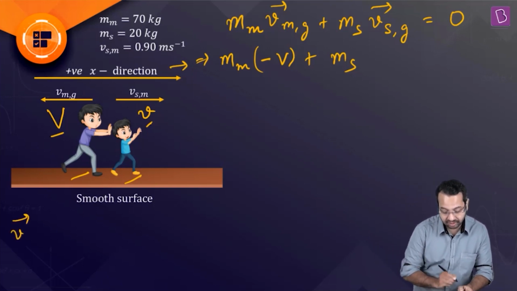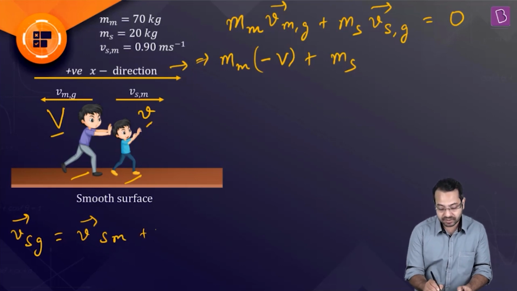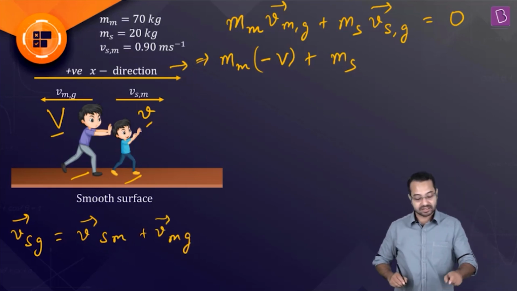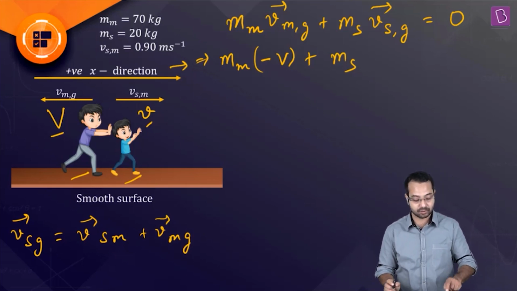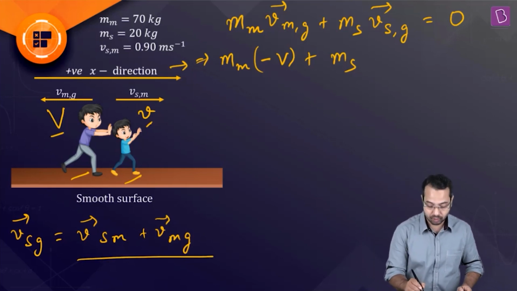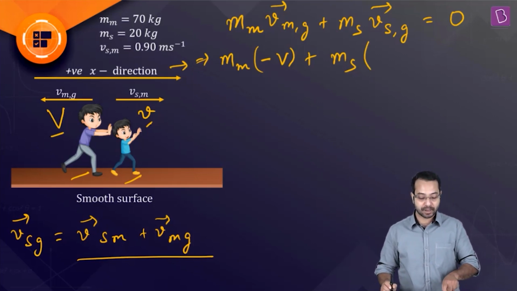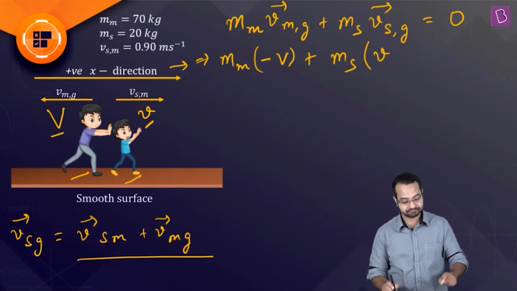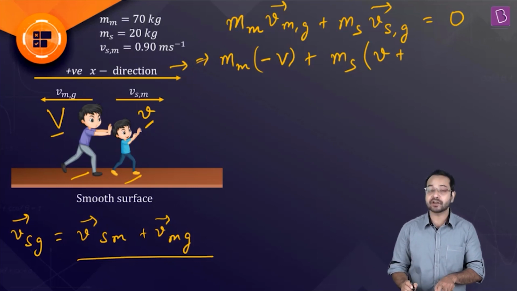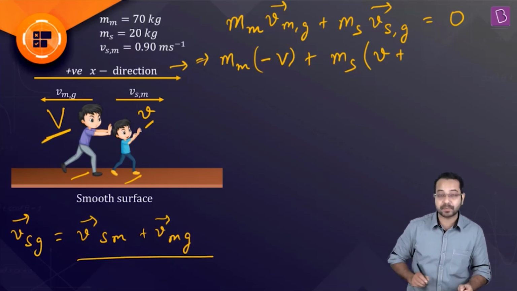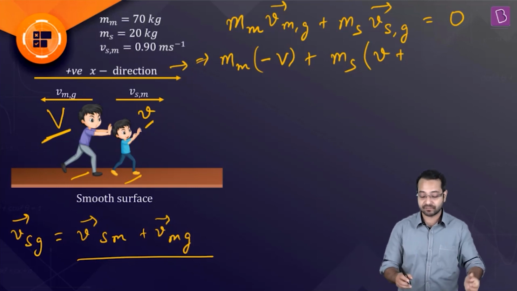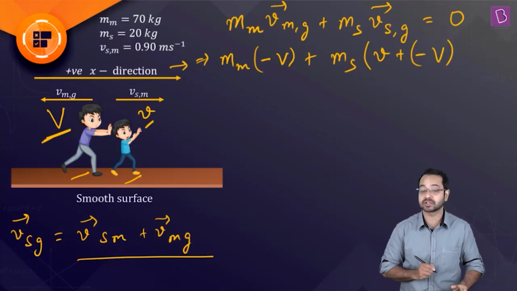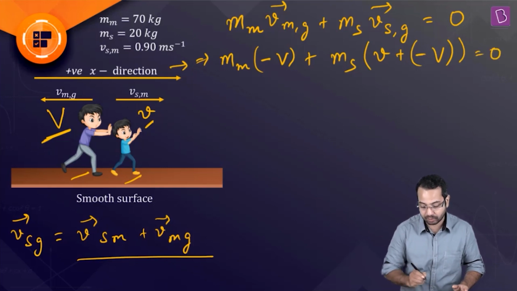And for that, I need the relative velocity relationship. So velocity of son with respect to ground will be equal to velocity of son with respect to man plus velocity of man with respect to ground. This is what I will have to substitute. So velocity of son with respect to man is v. What direction have we assumed? Rightwards. So this becomes plus v, and then plus velocity of man with respect to ground. What is this? That is capital V. But in which direction? In the leftward direction. So I will have to substitute minus V, and this is going to be equal to 0.